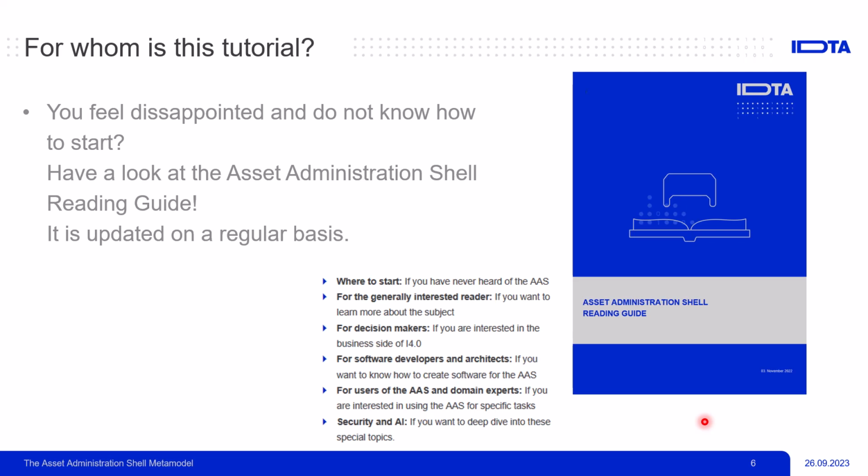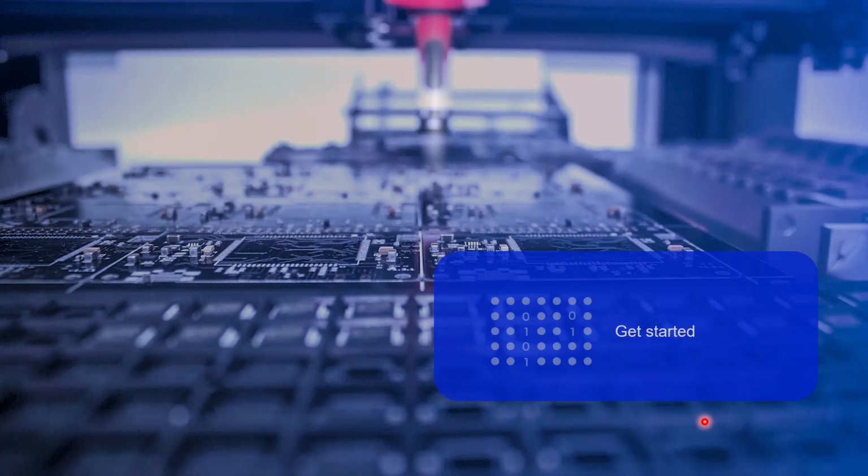If you listen in and say, oh, that's too much, that's too deep, then I recommend to have a look at the reading guide of the asset administration shell, because there you find a lot of other sources for information on the asset administration shell for decision makers, for software developers, but also for other stakeholders. So this is a stakeholder-oriented reading guide. It's quite short and gives a very good overview on the literature and for whom we recommend to start with what.